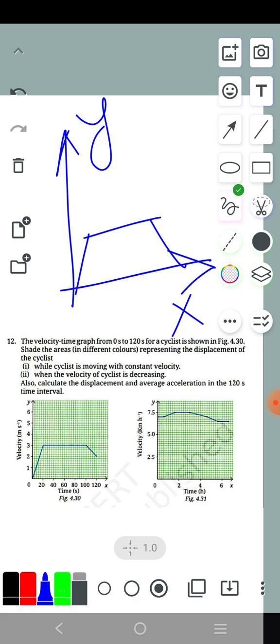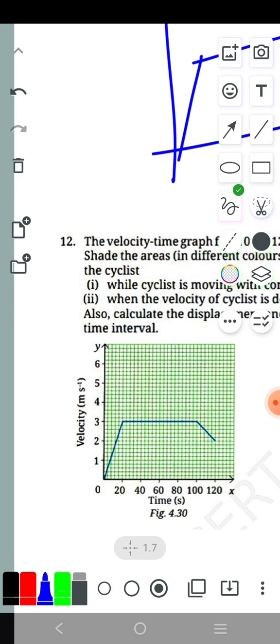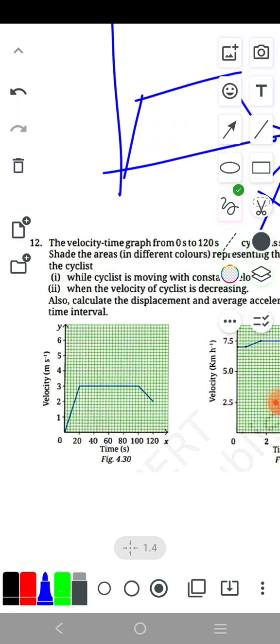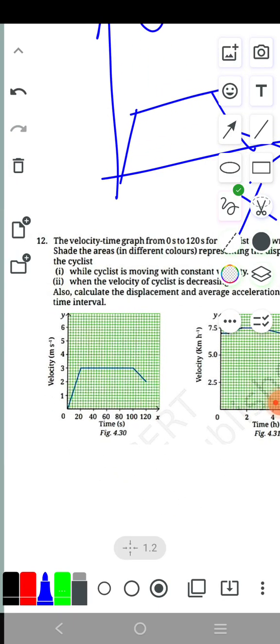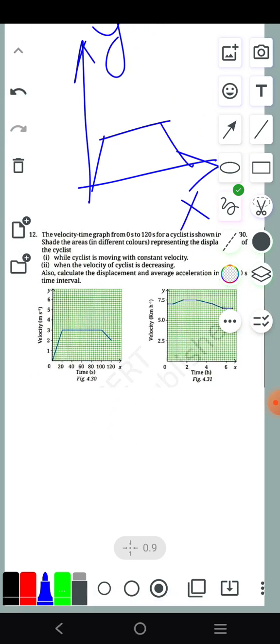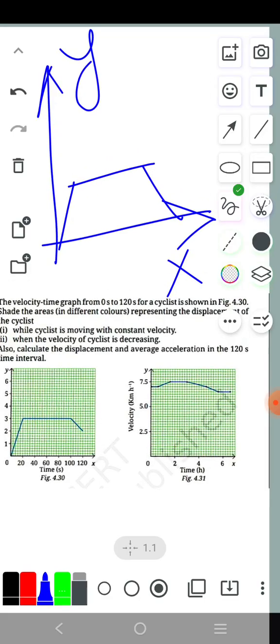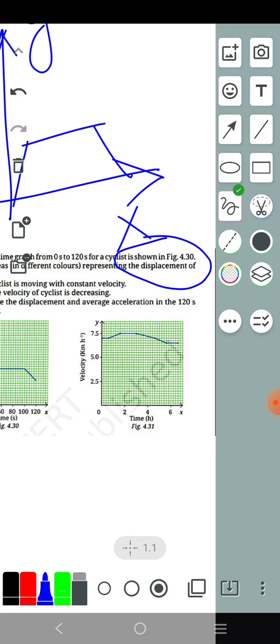So what is given in this question? It is given there is a velocity time graph. Velocity time graph means along y-axis velocity is given and along x-axis time is given. The time range has been provided already, from 0 second to 120 second. They have told us to shade the areas in different colors representing displacement of the cyclist. The most important thing they are telling is displacement.